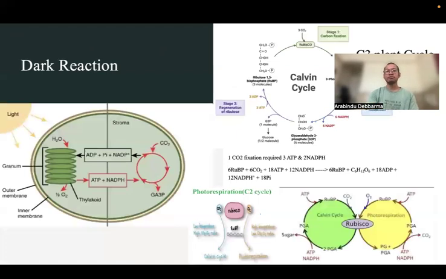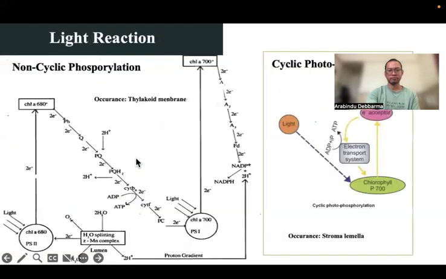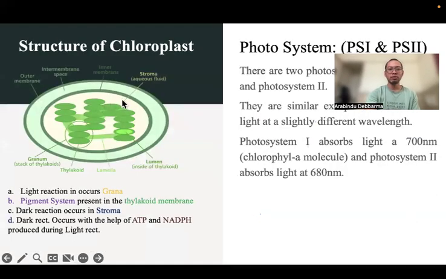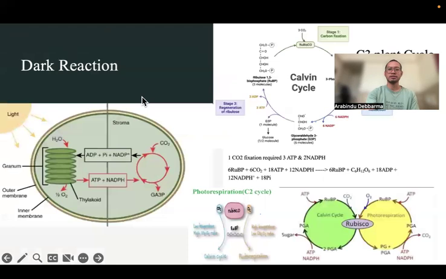Next, we will go through the dark reaction. Now, the light reaction I have talked about mainly occurs in the thylakoid membrane and in the lamella, where both cyclic and non-cyclic reactions take place. In the case of the dark reaction, it mainly occurs in the stroma. The stroma is the gap region. All this white area is your stroma, where the dark reaction occurs.